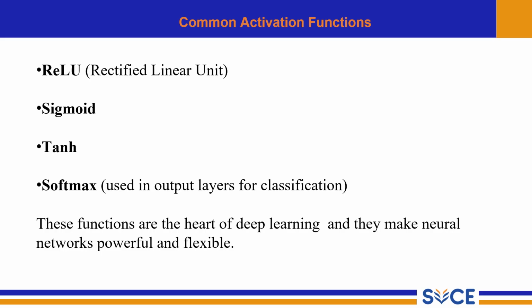Finally, there is softmax. It is used at the end of classification models. It takes all the inputs and turns them into probabilities that add up to 1. So we can say this image is 80% likely to be a dog and 20% likely to be a cat. These functions are at the heart of deep learning. They make neural networks powerful and able to learn from all kinds of data.